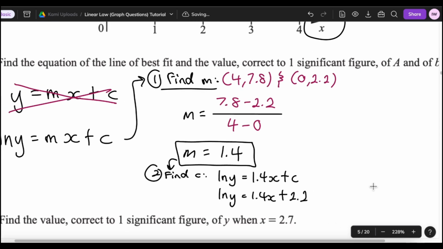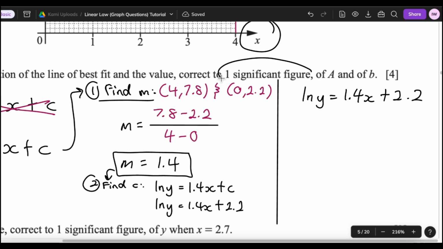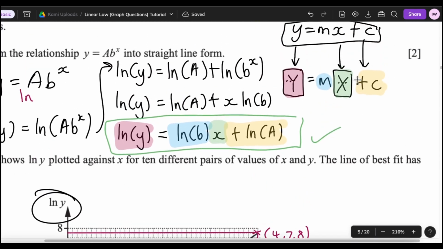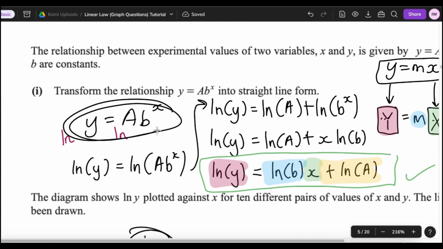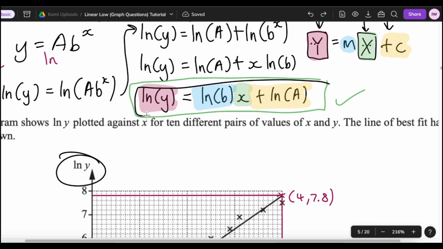Now what we're going to do is, if I just draw a barrier over here, what we want to do is use this equation to find the value correct to one significant figure of a and of b. Now, if you look at where a and b are located, that's going to be over here. But that's not really a straight line form. You could use this, but you will need to do a bit of changing and manipulation. That's exactly what we've already done in part 1. So we're going to make advantage of that, and we're just going to use our answer from part 1.